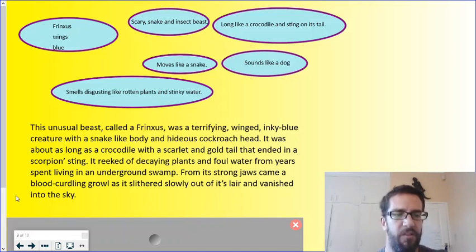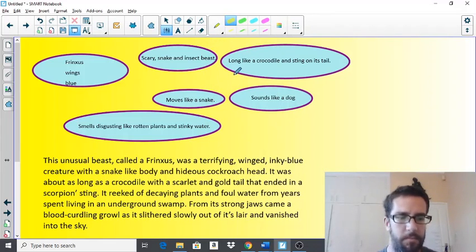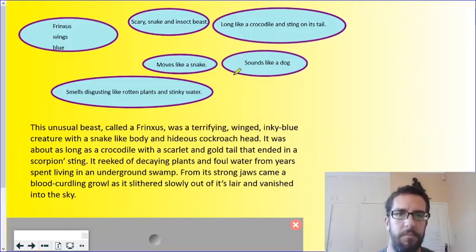Okay, so if we just stop there very quickly, what I'll do is get the highlighting pen so we can have a look. Okay. So let's have a look. What have I done in this first sentence here? Well, if you're really on the ball, you'll notice that I've got an expanded noun phrase, and I've used the rule of 3. Terrifying, winged, inky blue creature.